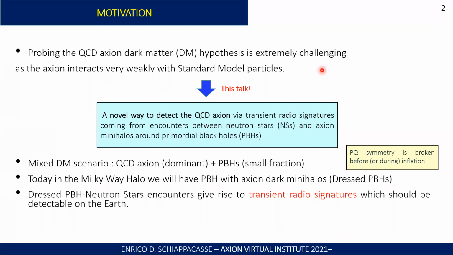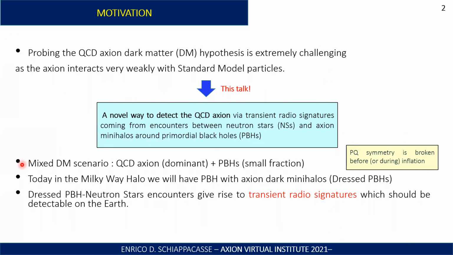So what is the main motivation of this talk? As you know, probing the QCD axion dark matter is very hard, because the axion is predicted to interact with the standard model particles very weakly. This interaction is highly suppressed by the axion decay constant. So in this talk, I am proposing a novel way to detect the QCD axion by means of transient radio signatures coming from encounters between neutron stars and axion minihalos around primordial black holes in the Milky Way.